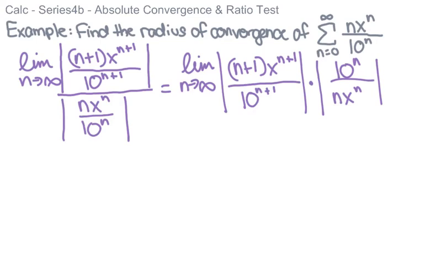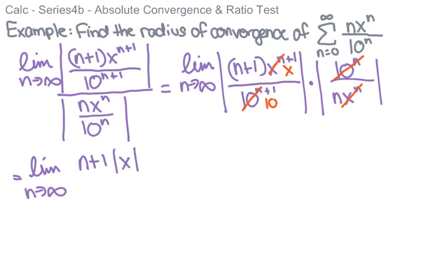We could see that this 10 to the n divides out with this 10 to the n, and so we basically get 10 to the 1. And then we could see that this x to the n divides out with this x to the n there, so we get x to the 1 up there. That means our next step, and we should keep writing the limit because the limit applies to each one, the limit of n plus 1, and that's positive already, so we don't need an absolute value there, but that's x to the 1.